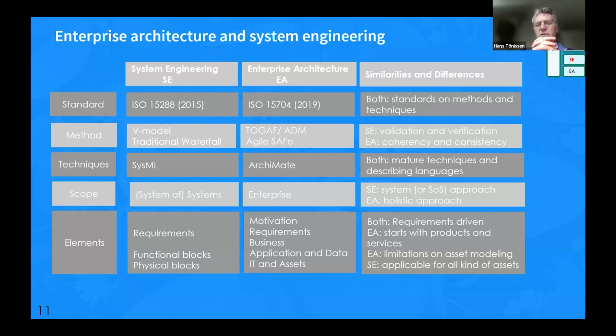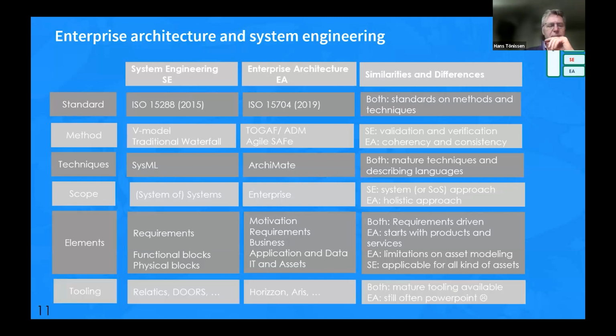Enterprise architecture starts with products and services. It has some limitations on asset modeling. And system engineering is applicable for all kinds of assets, I think. Now, a lot of tooling is there, Relatics, DOORS, and in enterprise architecture also. Now both have a lot of major tooling available. Enterprise architecture is still often only PowerPoint, but I'm a big fan of the formal modeling with tooling and using ArchiMate models.